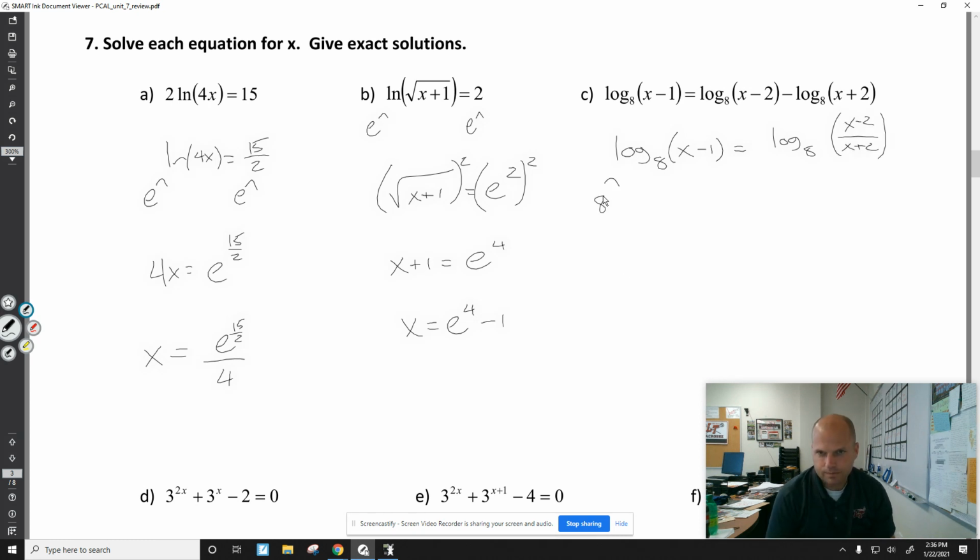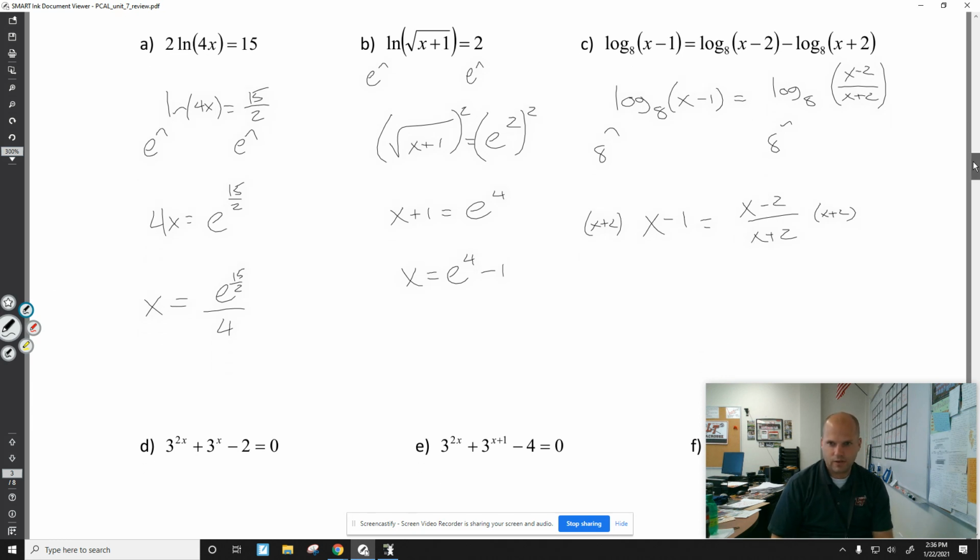8 to a power. Now we can get stuff. I get x minus 1 equals x minus 2 over x plus 2. Great question. Move everything onto the top level. Multiply the tops by x plus 2, which is the denominator here.